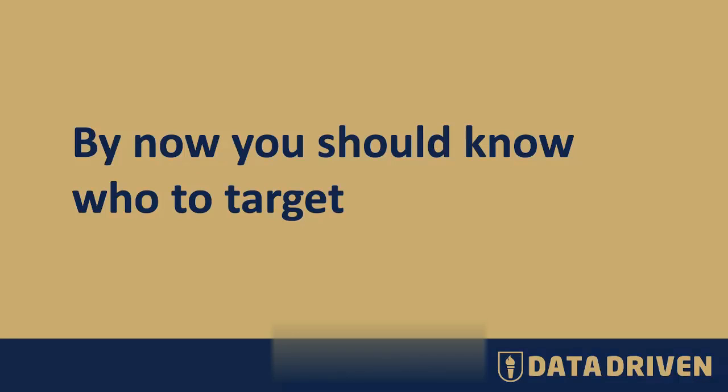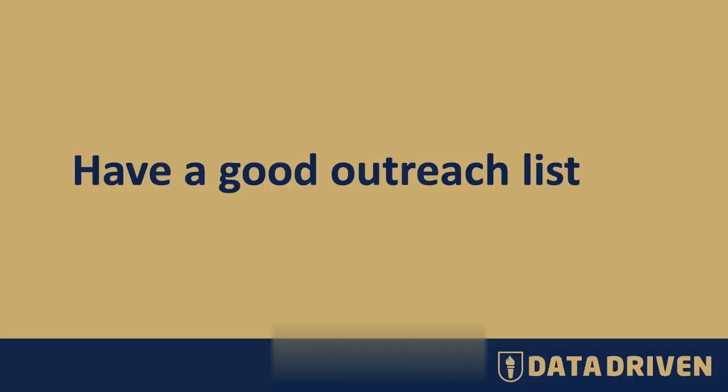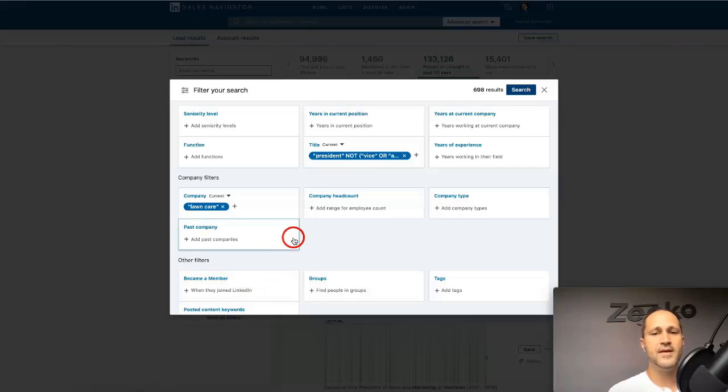Let's circle back here and do a really quick review on what we've gone over so far. By now, you should know who to target because of what we discussed on the money client matrix. And you should have a good outreach list that's laser focused because you are using Boolean in search. Hopefully, you're doing that in Sales Navigator.